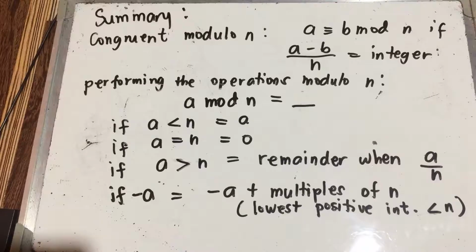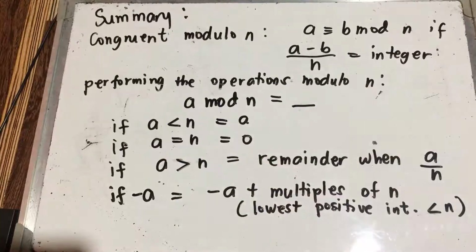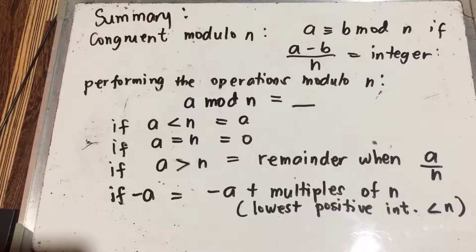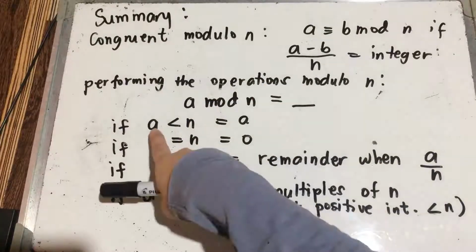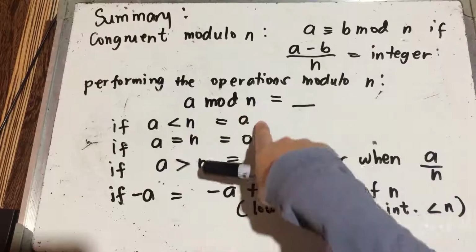So when you are performing the operations modulo n, for example, we have the congruence A modulo n is equal to... yun yung hinahanap natin. So, di ba, nagpa-perform tayo ng addition, subtraction, and multiplication of the modulo. So, when you are performing the operation, you have to consider the following. So, if A is less than n, halimbawa, ang value ng A is less than n, so that is equal to A.